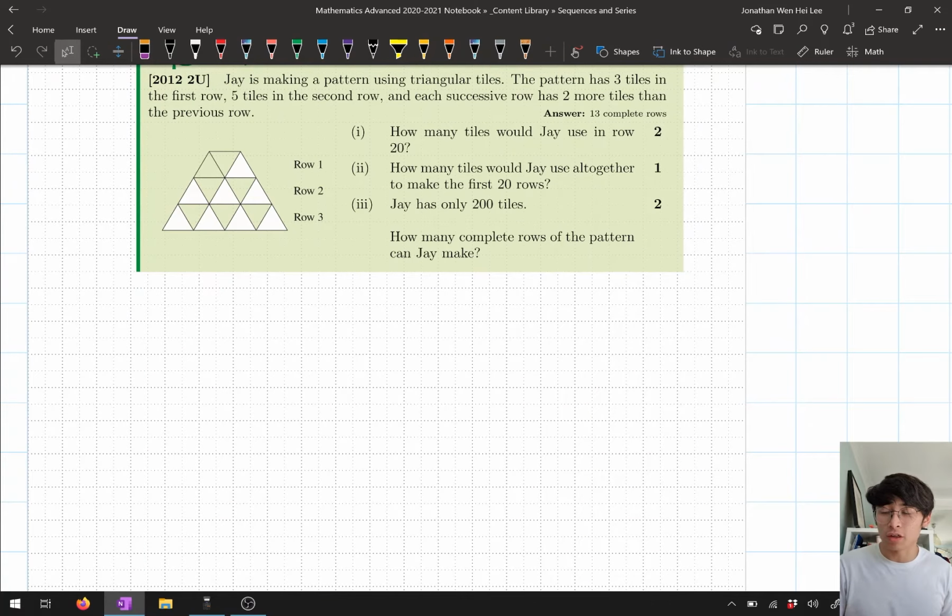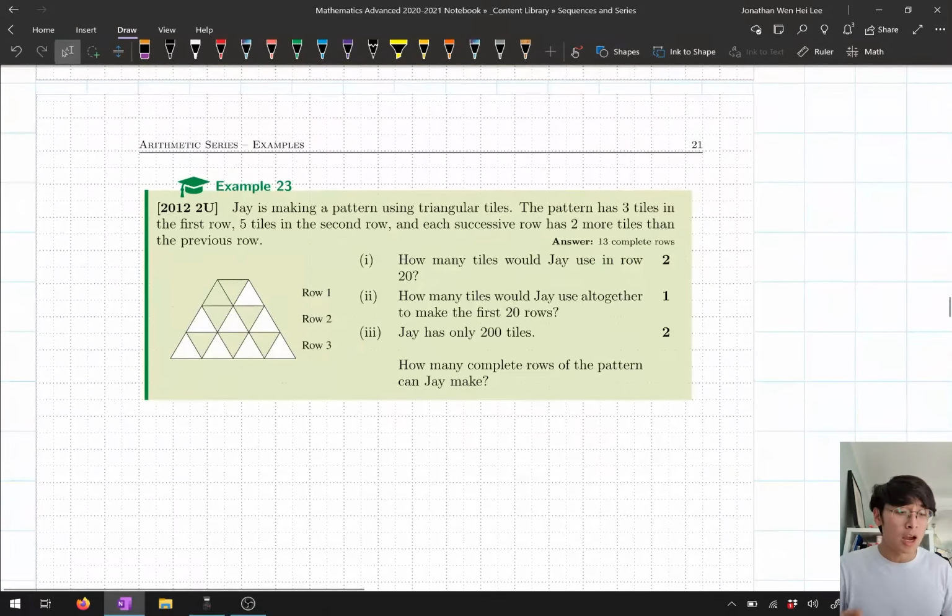So here, I'm going to go through this 2012 HSC question. For some of you who came to a couple of our HSC lessons online, we went through the first part of this in one of those lessons. I'm going to go through it again just to highlight the differences in this question. So J is making a pattern using triangular tiles. The pattern has 3 tiles in the first row, 5 tiles in the second row, and each successive row has 2 more tiles than the previous row.